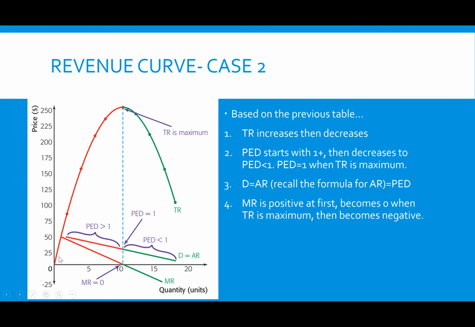Also, MR is actually the slope of the TR curve. Another thing to remember if you want to: first, if you look at the slope of the tangent of TR, it is very steep. But it becomes less and less steep, and when TR is maximized, the slope of the tangent is zero. That is why MR is zero. After that, it turns negative because the slope becomes negative. The slope also becomes steeper and steeper, this time in a negative value. So that is why it keeps decreasing.